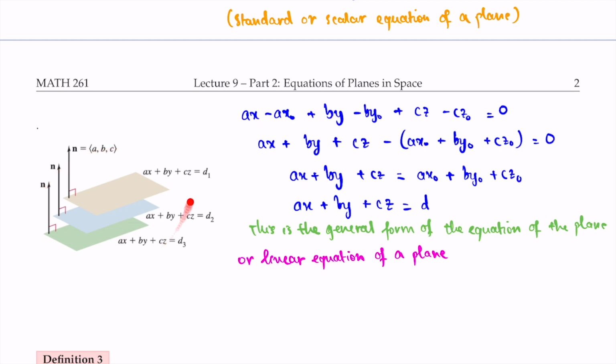When you look at this picture, you can see that the left hand sides of the equations are the same. The difference is that they have different right hand side values. If that is the case, these three planes are called parallel planes. Okay, and we'll get to that a little bit later.